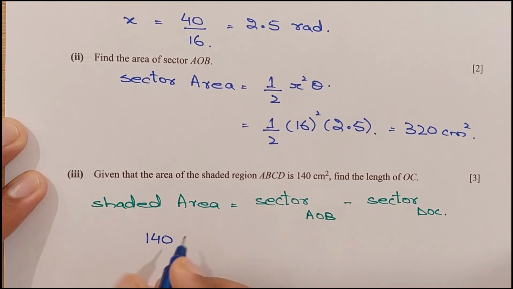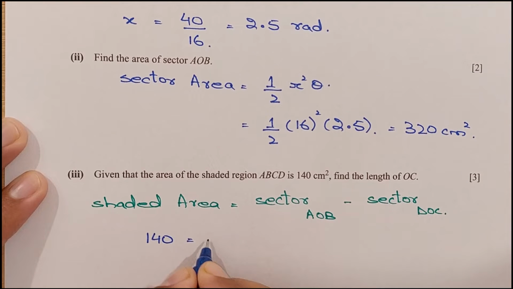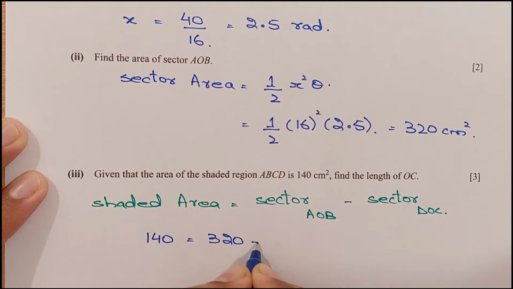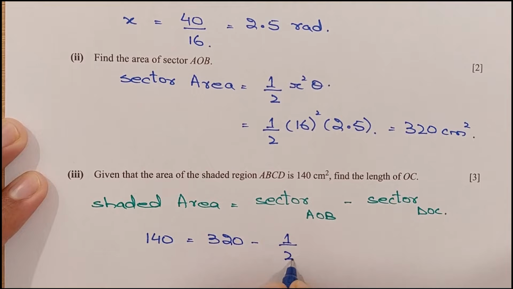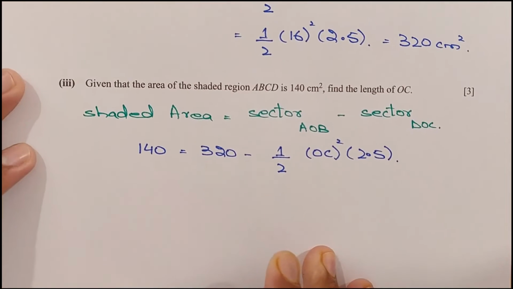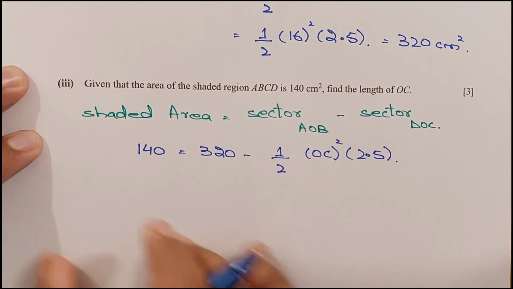We got the area of AOB from the second part, that is 320. Subtract half radius square theta. Radius is OC square and theta is the same, 2.5 radians, right? Let me solve for OC.